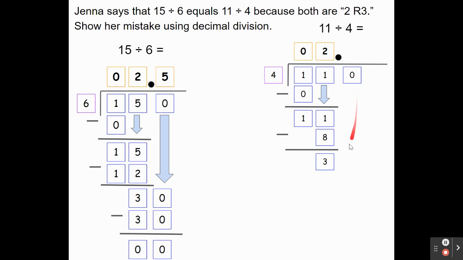So we can rewrite these 3 ones as 30 tenths by bringing down the 0 in the tenths place. Now let's ask ourselves, what can we multiply by 4 to get closest to 30 without going over? Well, 4 times 7 is going to get us closest to 30, since 7 times 4 gets us to 28. So that means we're going to give each group 7 tenths. For each of the 4 groups, we're sharing a total of 28 tenths. When we subtract 30 minus 28, we get 2 left over.